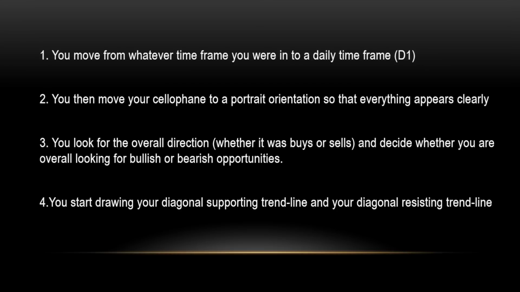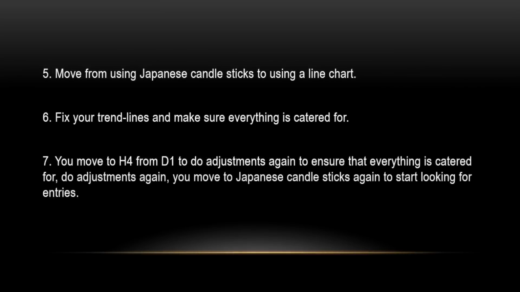The third step, you look for an overall direction. Remember, you're now in portrait orientation. You look for an overall direction, whether it is buys or sells. You then decide whether you are looking for bullish or bearish opportunities. Number 4, you start drawing your diagonal supporting trend line and your diagonal resisting trend line. And then the fifth step, you move from using Japanese candlesticks to using a line chart. Number 6, you fix your trend lines and make sure that everything is catered for.